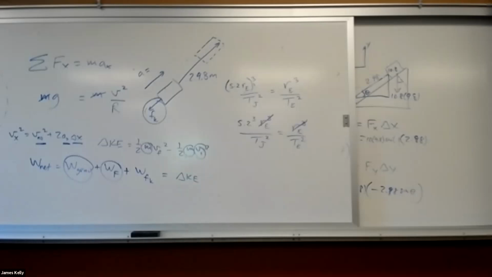Calculate its gravitational potential energy at point A relative to point B. So that means potential energy at B minus potential energy at A.